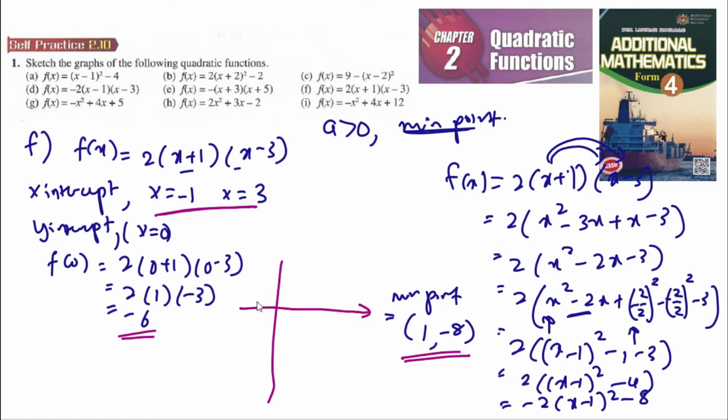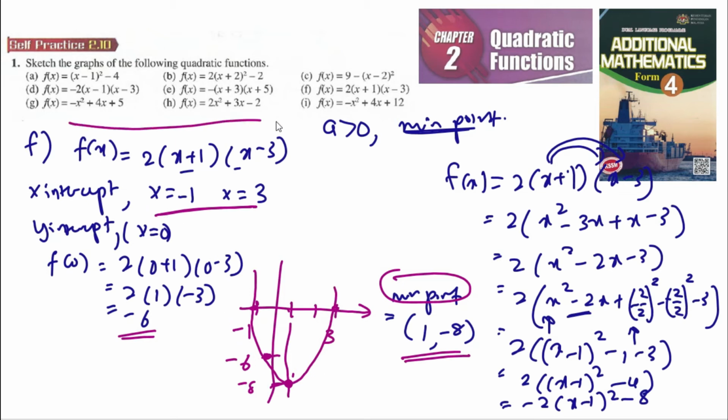So on the axis we have negative 1, 0, 1, 2, 3. This one should be 3. And then the y-intercept is negative 6, so maybe here is negative 6. The minimum point is 1 and negative 8, so maybe 1 is here and negative 8 is here. So we have 4 points, and we just connect all those 4 points. Okay, so this is basically the graph of this function.